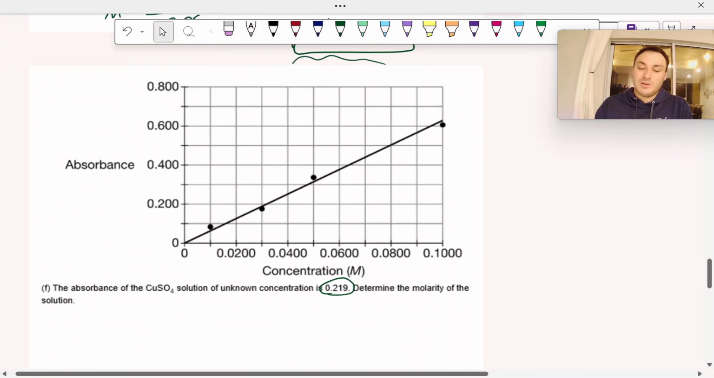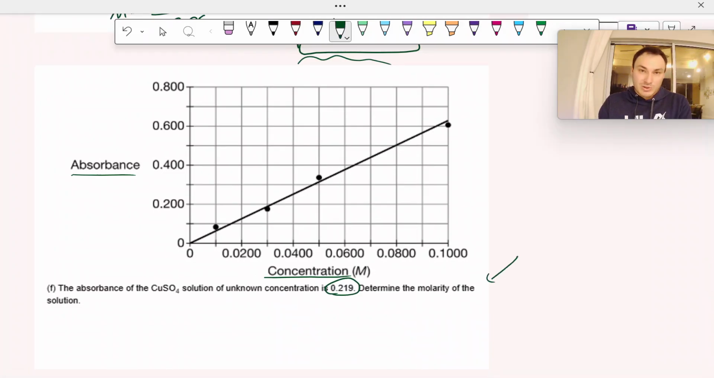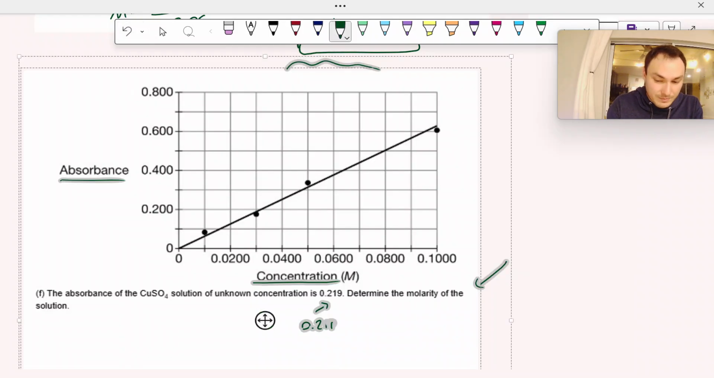Whenever you get one of these graphs of absorbance versus concentration, the question that immediately follows is like 99% likely to be, can you read this graph? So we're given this graph and the question is asking, what is the concentration when the absorbance is 0.219? So let's find 0.219.